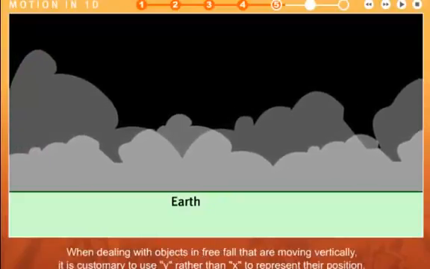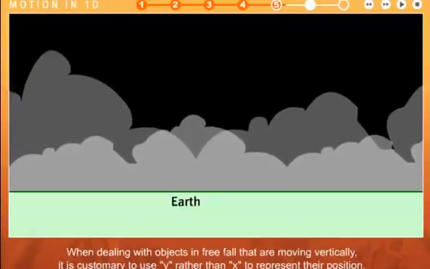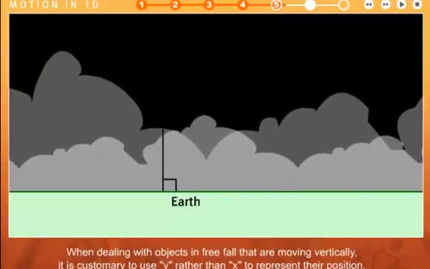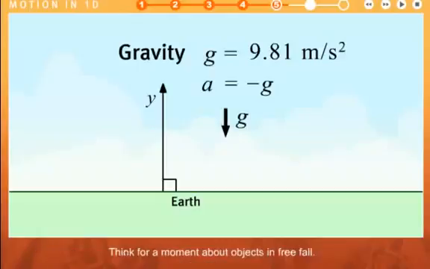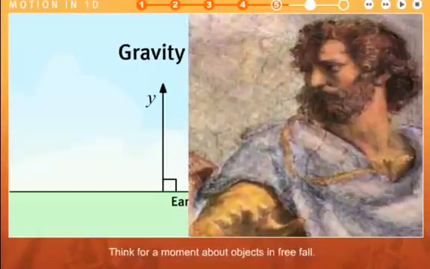When dealing with objects in free fall that are moving vertically, it is customary to use y rather than x to represent their position. Also, the acceleration a is replaced with negative g, since the acceleration will be down or negative in direction and equal to g in magnitude. Think for a moment about objects in free fall.